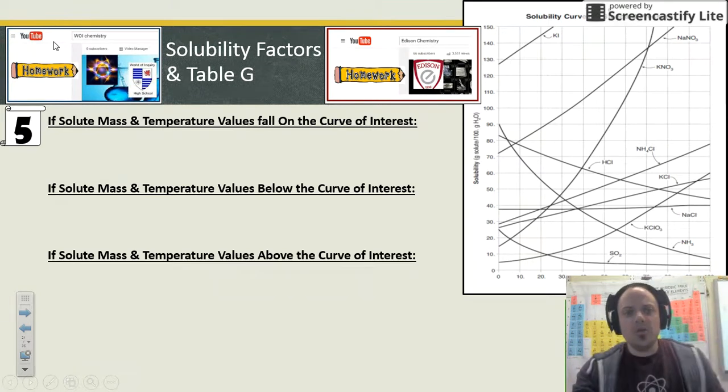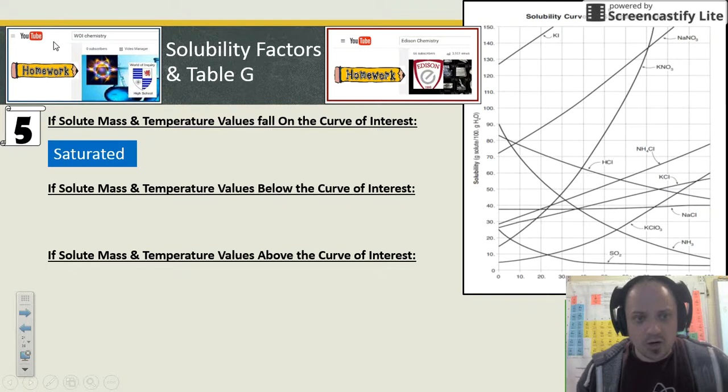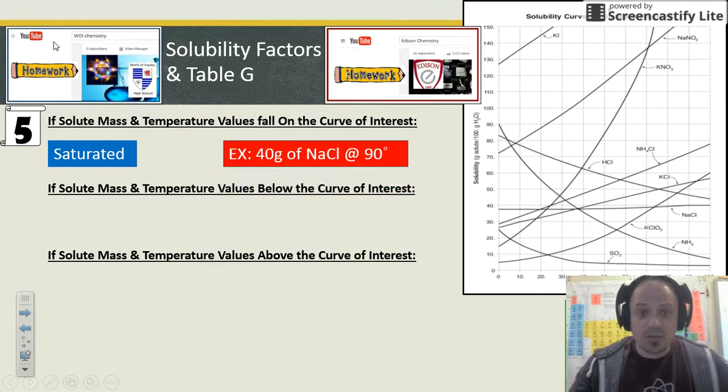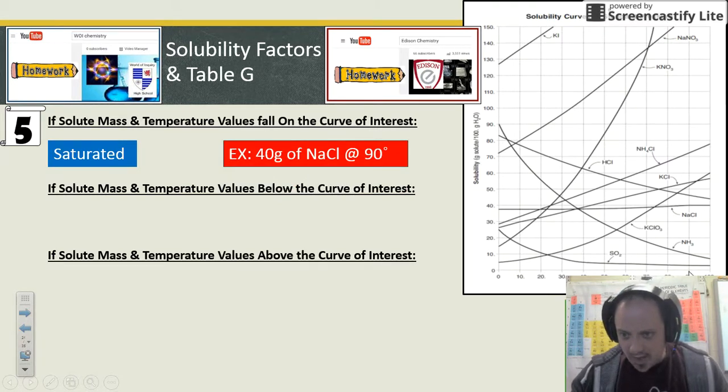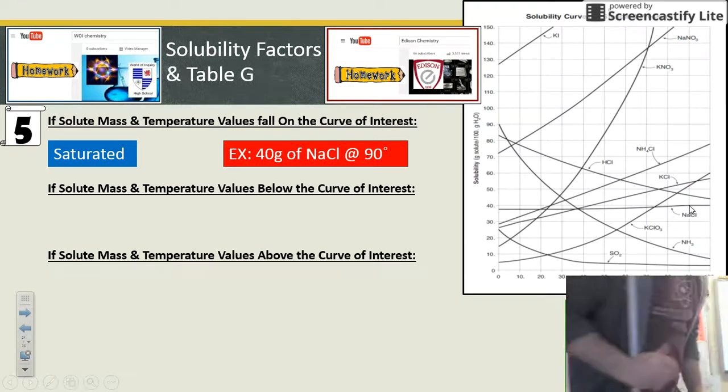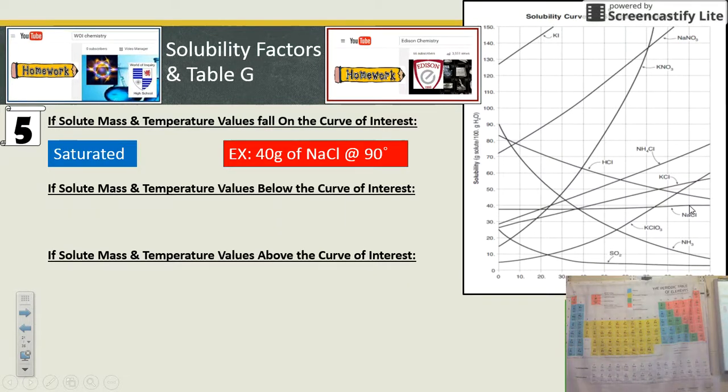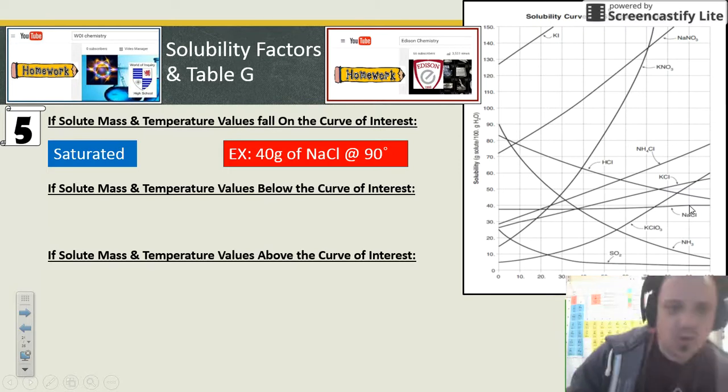If our solute mass and temperature fall along a curve of interest, we've got a chemical solution that is considered saturated. For example, 40 grams of sodium chloride at 90 degrees Celsius. 90 degrees Celsius, down here, 40 grams. 40 grams, 90 degrees, boom, point is right on the line. Let me put a star on that spot on the graph. We're hitting right on the line on that spot. We have a saturated solution. If you hit on the line, it is saturated. That's what I want you to know.